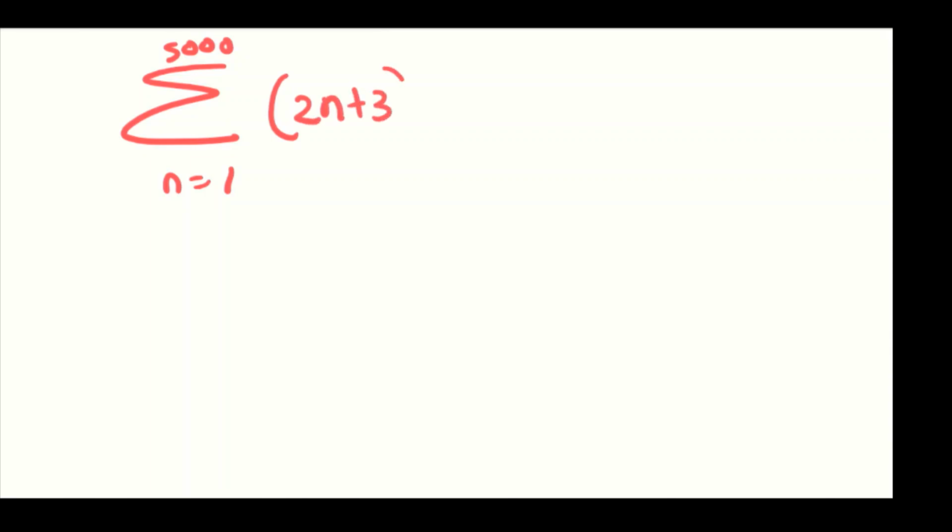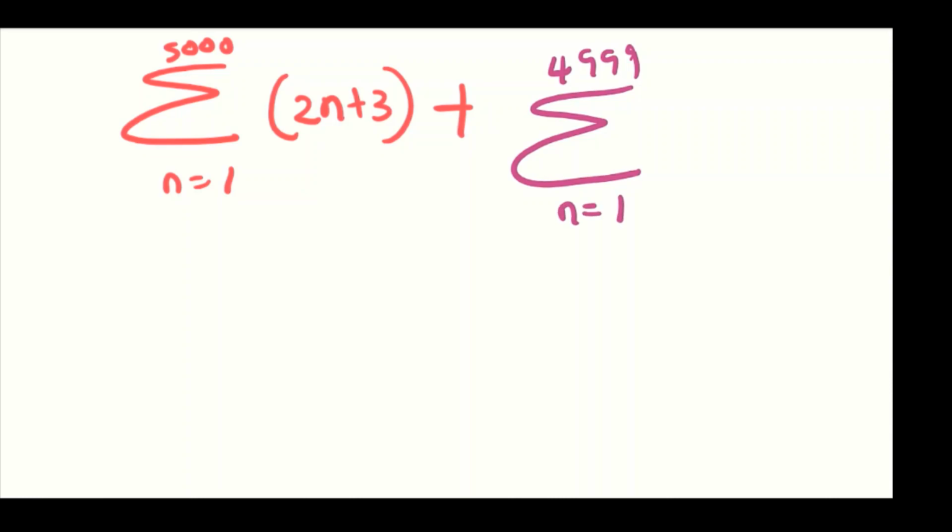We're having a sum of 5,000, which is the top value, n equals 1, and an expression of 2n plus 3, and this sum is added with the sum of 4999, starting at n equals 1, of minus 2n minus 1. Right, so this is the sum. So we can just calculate each sum individually and just add both.